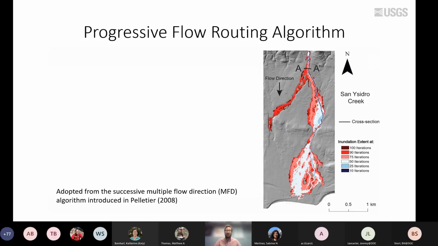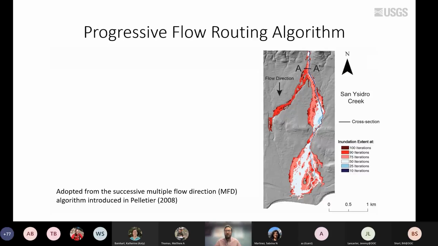As a result, when you have floods or debris flows where the flow depth exceeds the depth of the channel, you're going to get scenarios where the flow is artificially contained to the channel despite being deeper than the depth of the channel. So to address this problem and to more accurately capture the lateral movement of debris flows when they overtop the channel, we used an iterative variation of the multiple flow direction algorithm introduced by Pelletier in 2008. And this allows us to accurately capture areas where the flow overtops the channel.